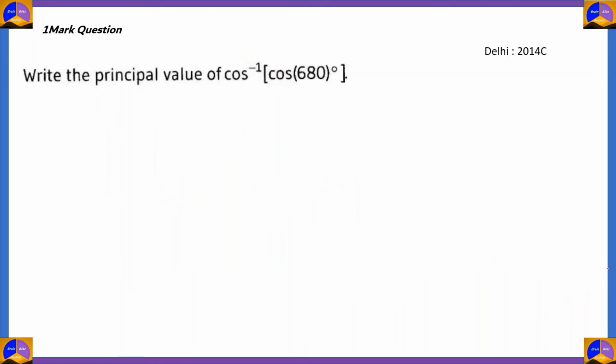This is the next question. Find the principal value of cos inverse of cos 680 degrees. Now, when we're taking angles such as these, it helps to simplify a bit. So we need to find out which of the multiples of 360 degrees 680 is close to. So 360 times 1 is 360, 360 times 2 is 720. And that is the closest value to 680 degrees.